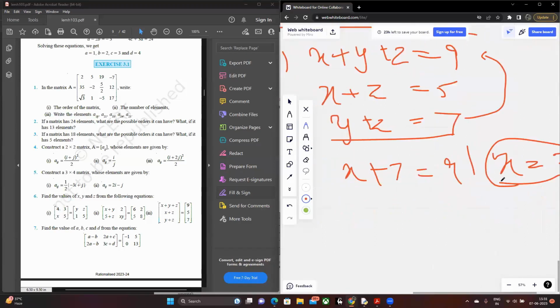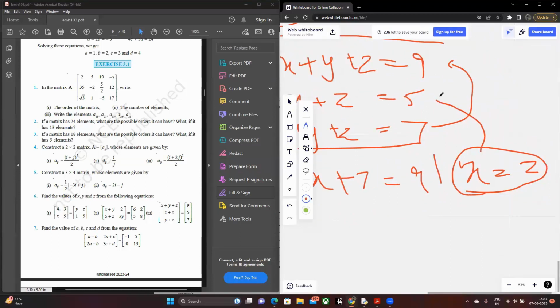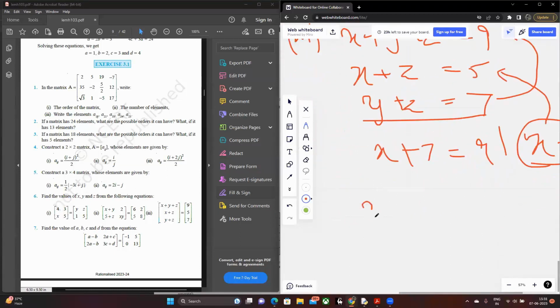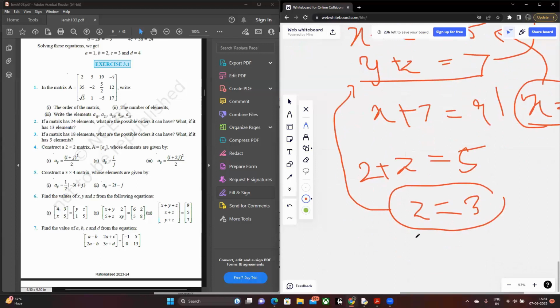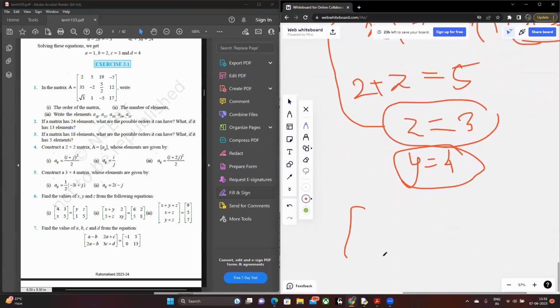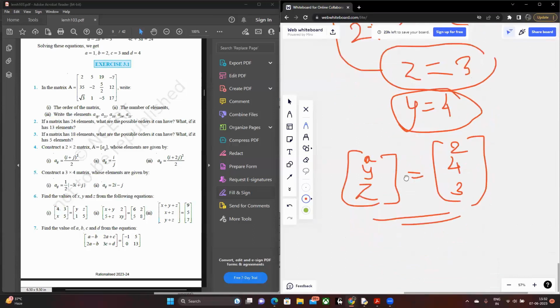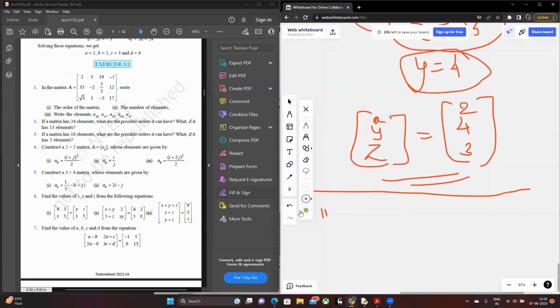Sorry for that. Since x is 2, put this in this equation. You have 2 plus z equal to 5, so z is equal to 3. Using this over here, we get y is equal to 4. Therefore, the solution set (x, y, z) is equal to (2, 4, 3). That is the third subpart taken care of.